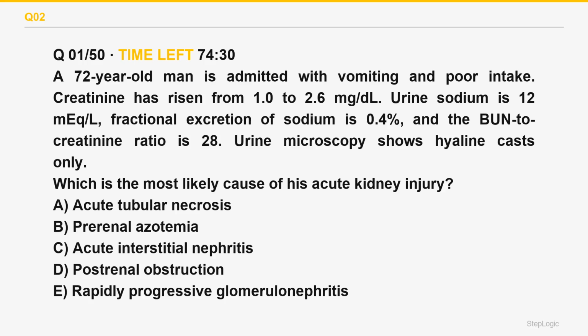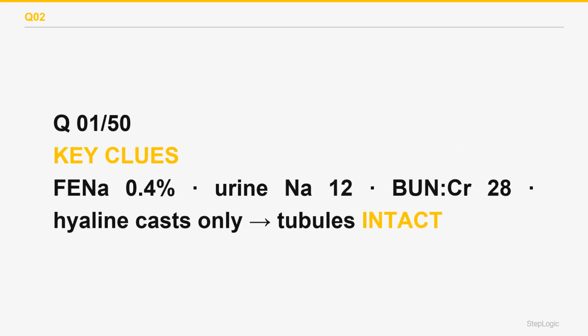Read the command, the cause of the acute kidney injury. Prerenal injury and acute tubular necrosis look identical on the creatinine alone. The urine tells you whether the tubules are still working. The discriminator is whether the tubule is alive.